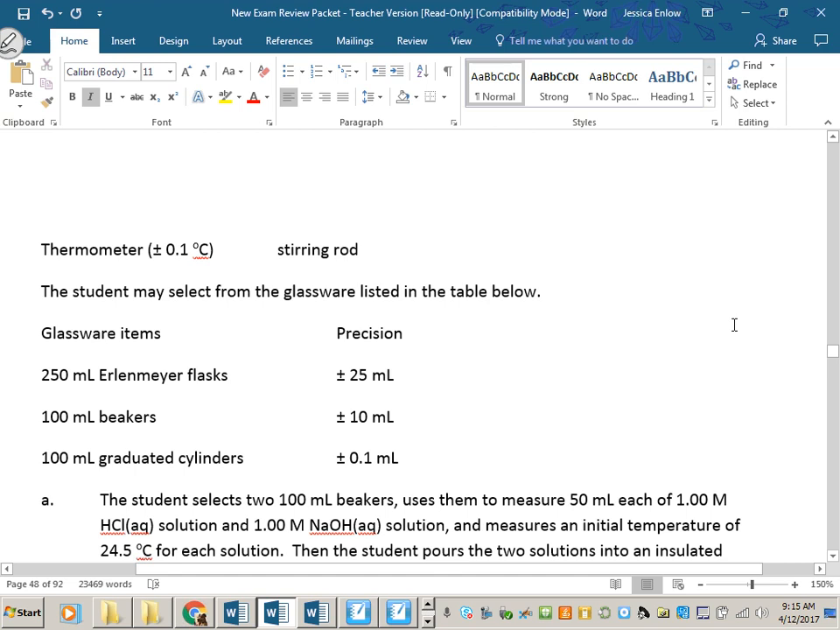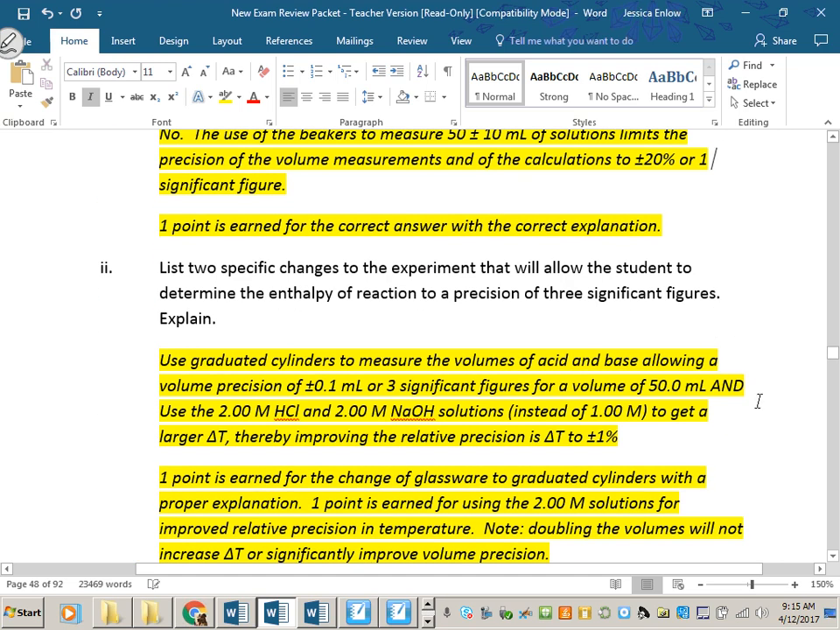0.1, so that's a decent amount of sig figs, so we should have some accuracy there. All right, so specifically, they could use the graduated cylinders, which allowed them to get a more accurate volume using the precision of 0.1 as an extra decimal.